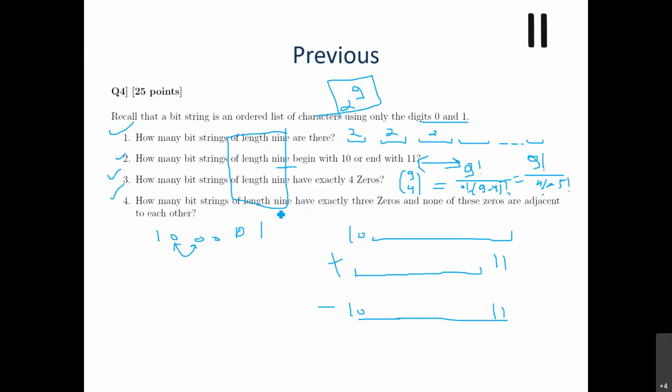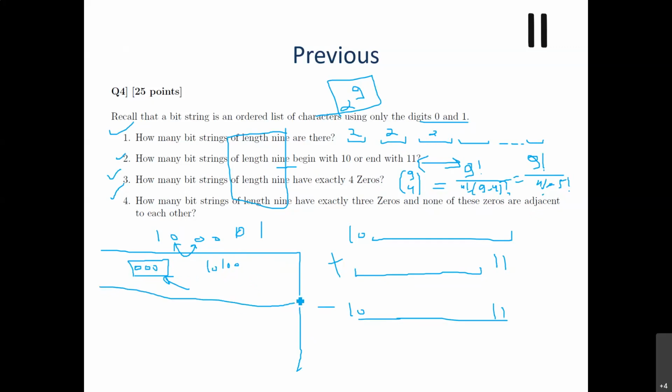Last one is a bit nice. How many bit strings of length 9 have exactly 3 zeros and none of these zeros are adjacent to each other? I'm going to assume they mean that the three zeros are not all next to each other like this. If you have this, it's okay. It's just that the three zeros shouldn't be next to each other.